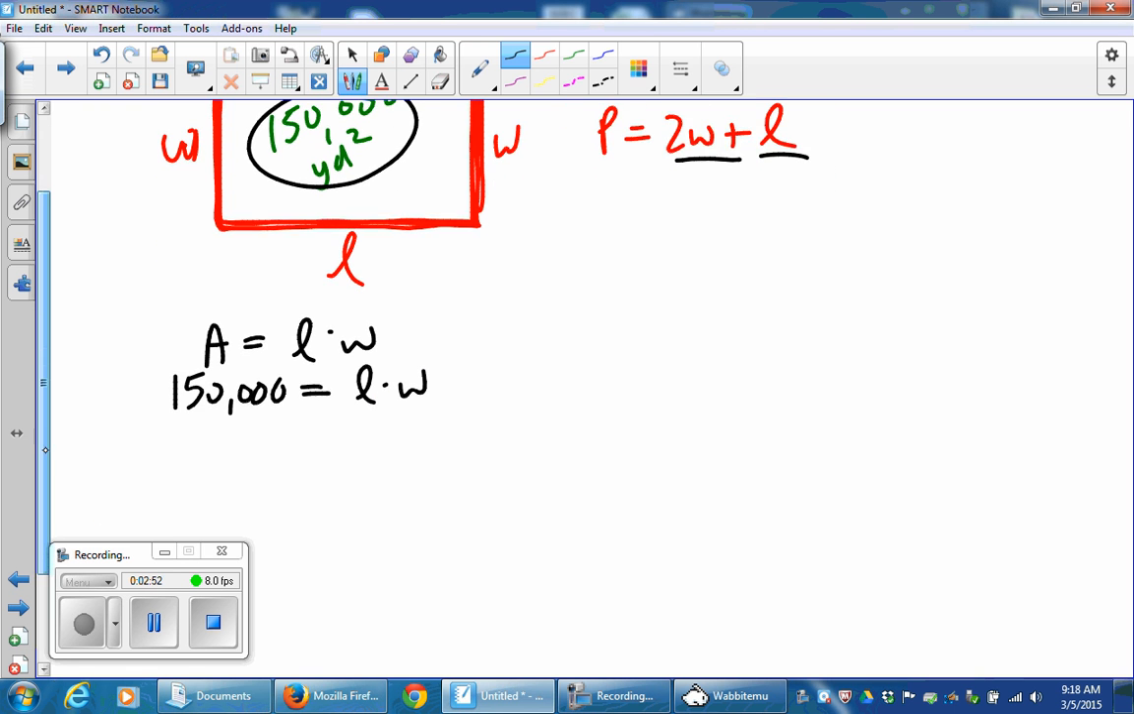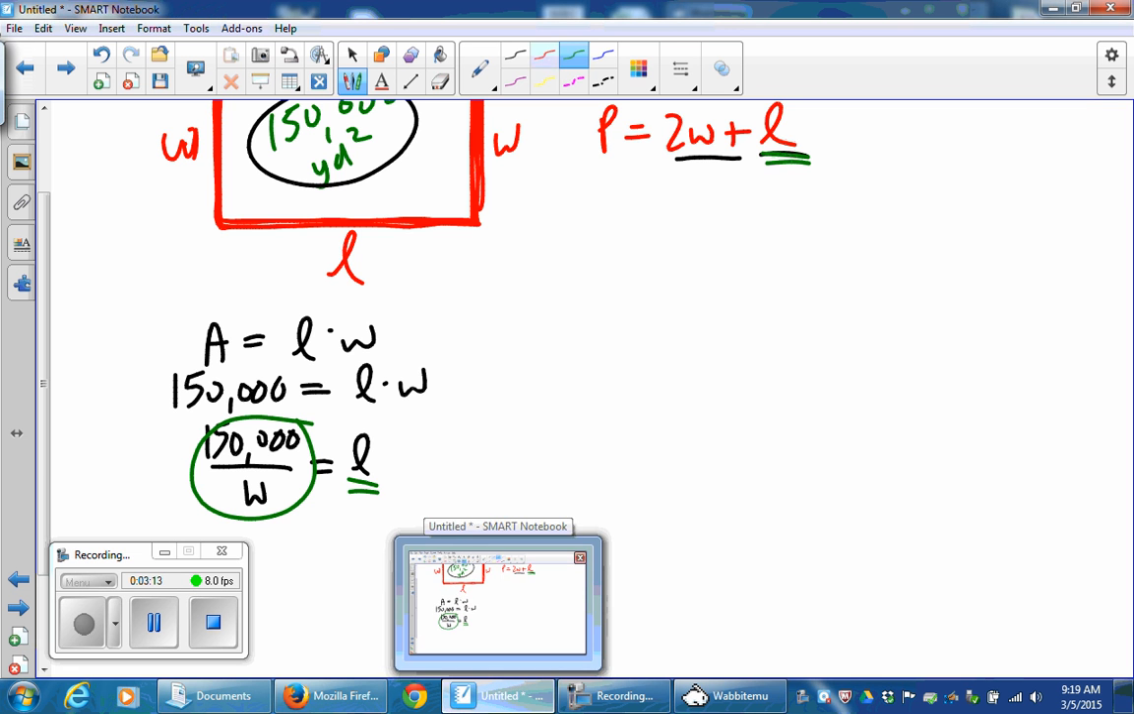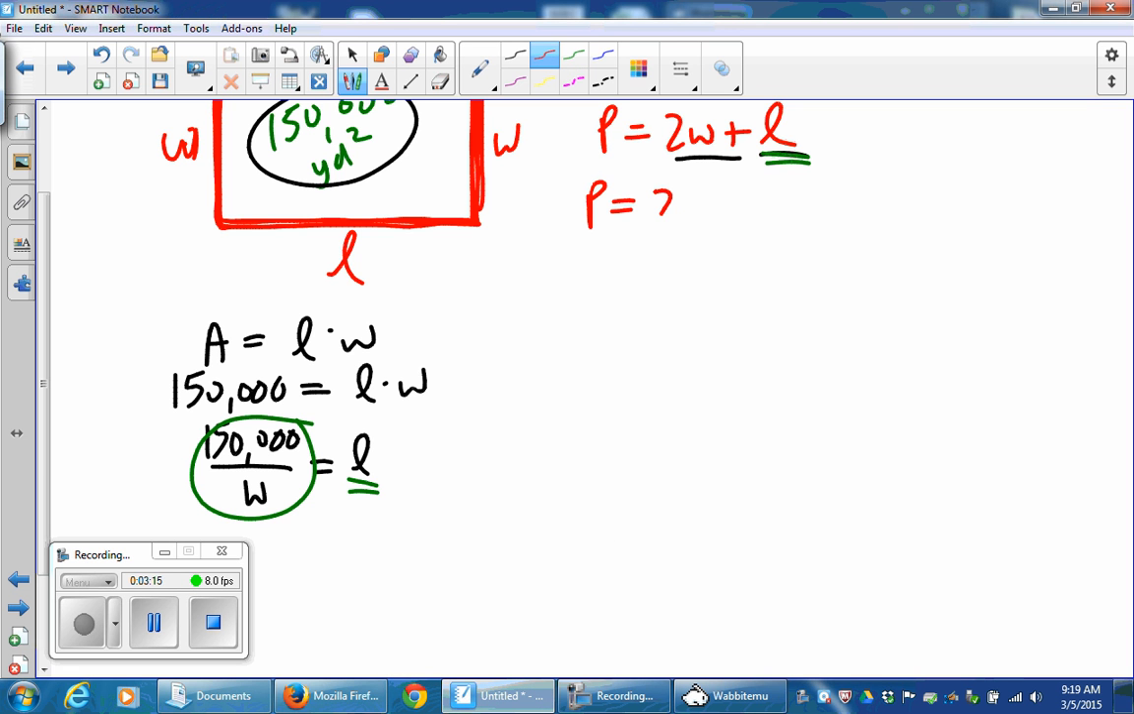So what do I do from here? I just solve for one of the variables. Which one? Doesn't matter. I'm going to solve for L again. 150,000 divided by W equals L. This is going to go in place of L in my equation over here. So our perimeter equation is now 2W plus 150,000 over W.